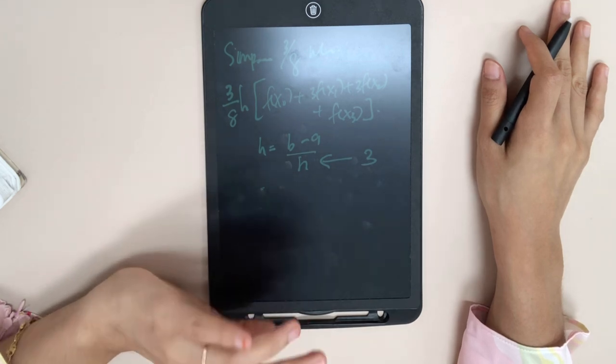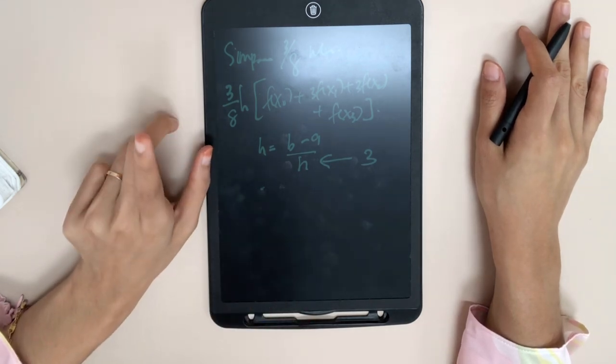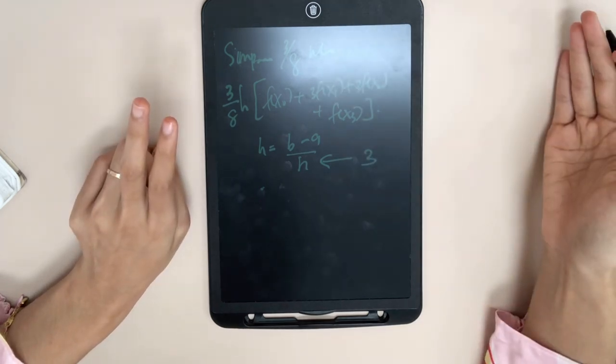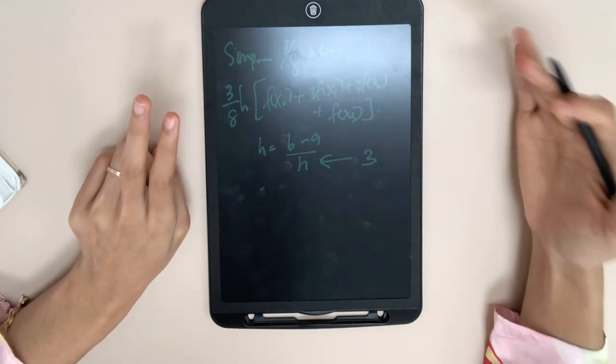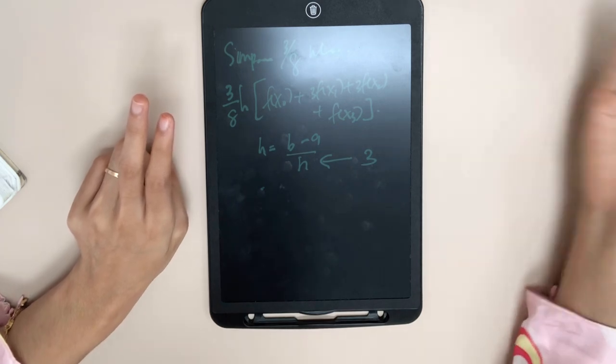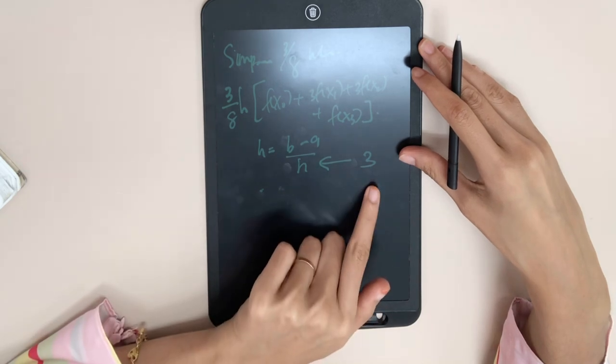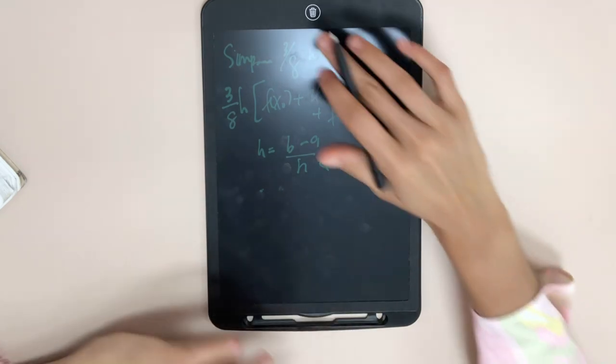Can you see the difference? For Simpson 1 over 3 just now, n is 2, right? And for the multiple 1 over 3, n must be more than 2, but it is an even number, which is 4, 6, 8, 10 and so on. So for Simpson 3 over 8, your n is 3, right?